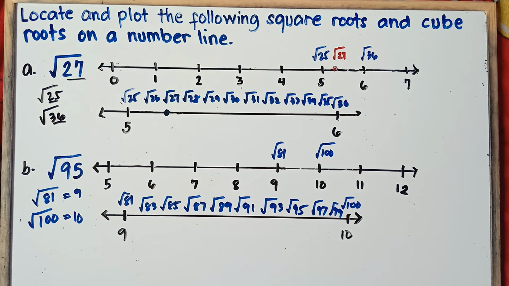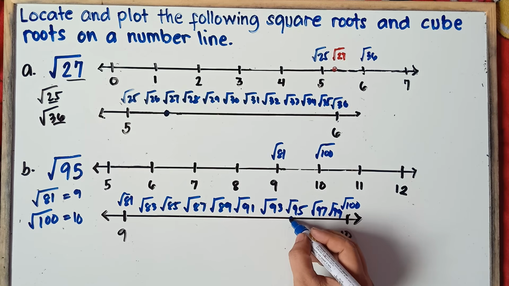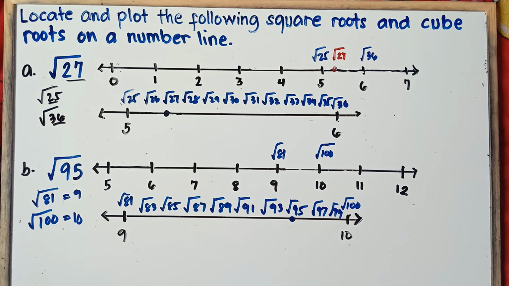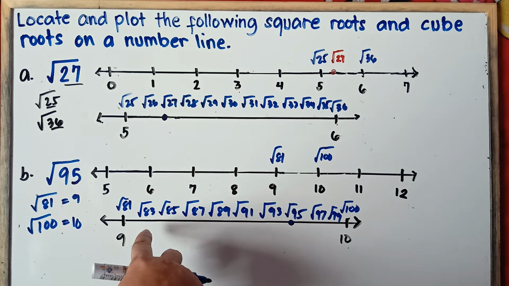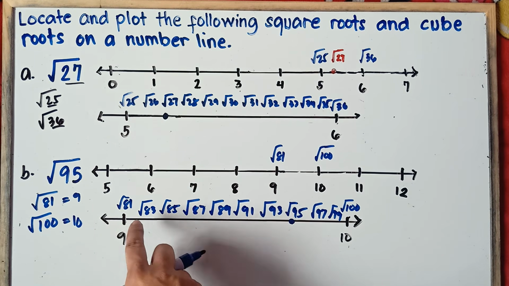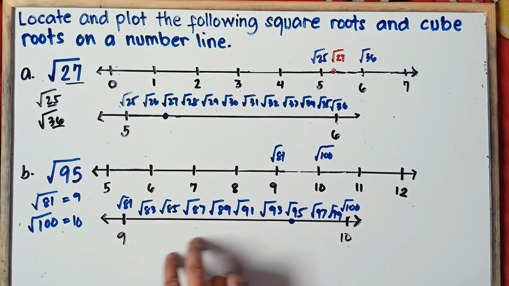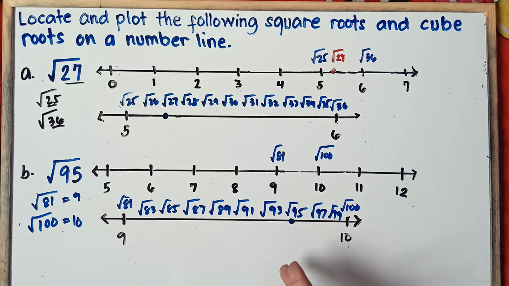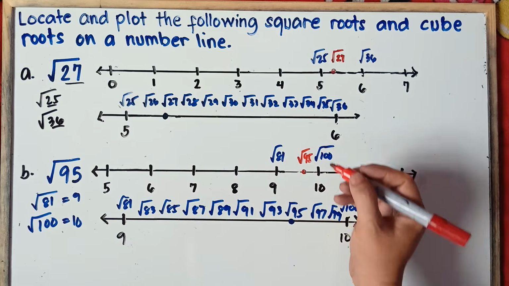So therefore, 95 is near 10. So this is square root of 95, near 10. You can do the skip counting, class, because we don't have enough space if we write square root of 81, then 82, 83, 84, 85, 86. We don't have enough space to write those numbers, so we can do the skip counting by 2. So therefore, square root of 95 is near 10. So this will be square root of 95.